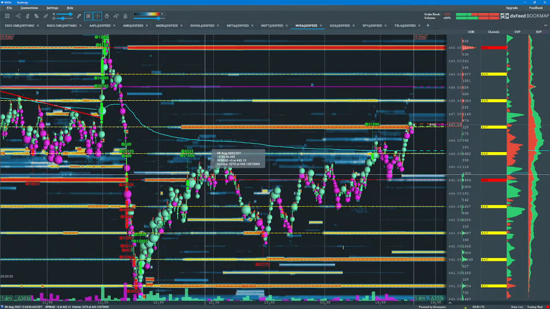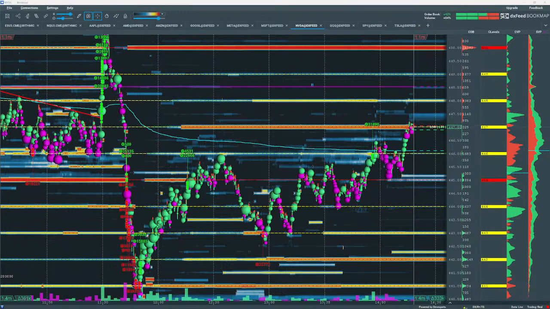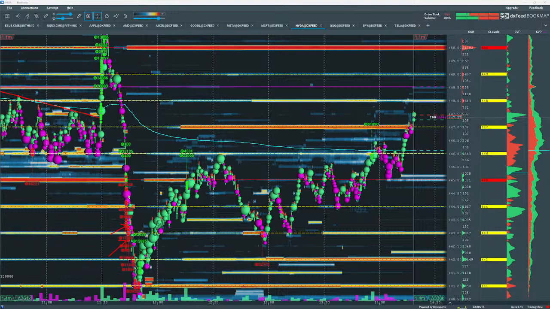Down to, and note all the sell sweeps shown by the bright red dots, down to 441. So a quick 9-point move lower. Big gaps in volume there, not much liquidity. It was such a sharp move lower. And then aggressive buyers start to come in.